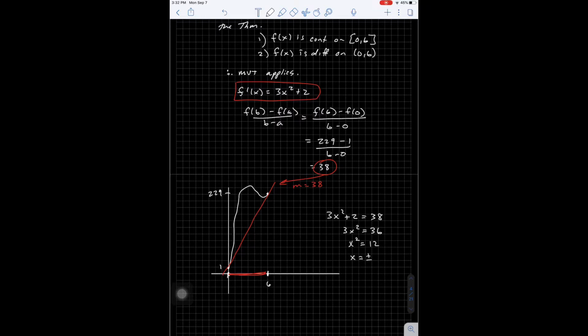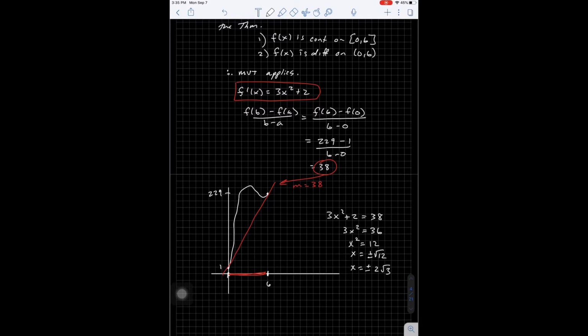So x is going to be plus or minus the square root of 12, which reduces to 2 root 3. I do want you to reduce roots. Again, I'm trying to get you paying more and more attention to detail as we go on in our progression of math classes.